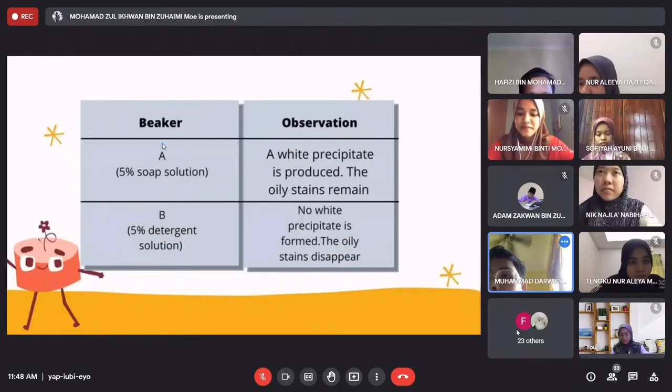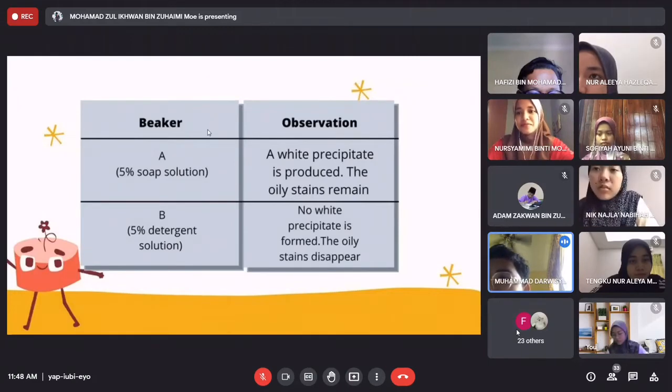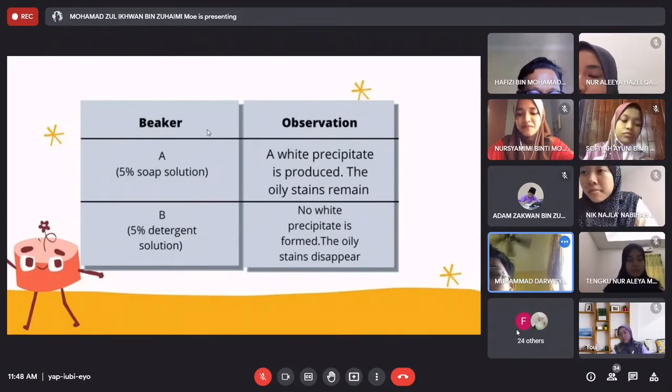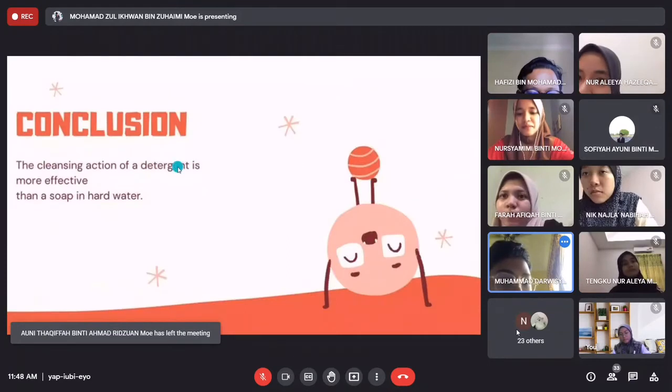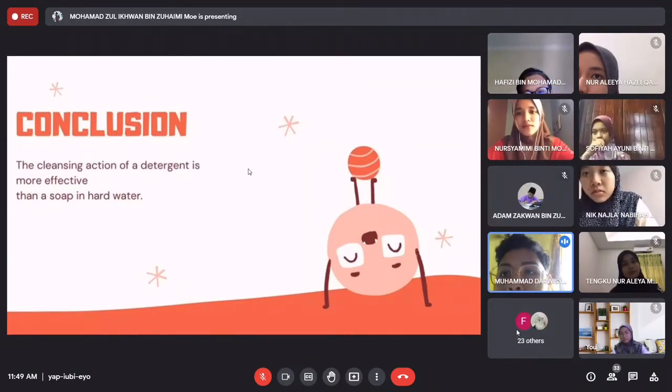So, based on the observation, for beaker A, which is 5% of soap solution, the observation that has been made is a white precipitate is produced and the oily stains remain. For beaker B, 5% of detergent solution, the observation that has been made is no white precipitate is formed and the oily stains disappear. Okay, good. As the conclusion, the cleansing action of a detergent is more effective than a soap in hot water.